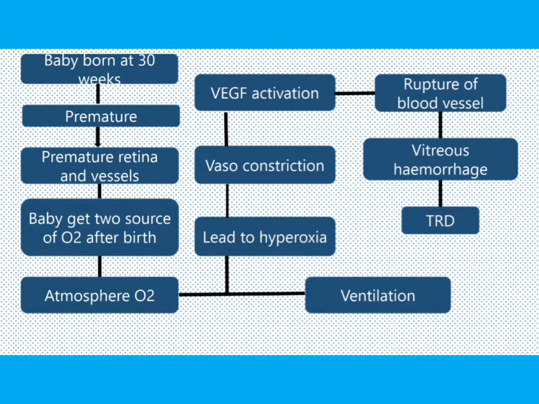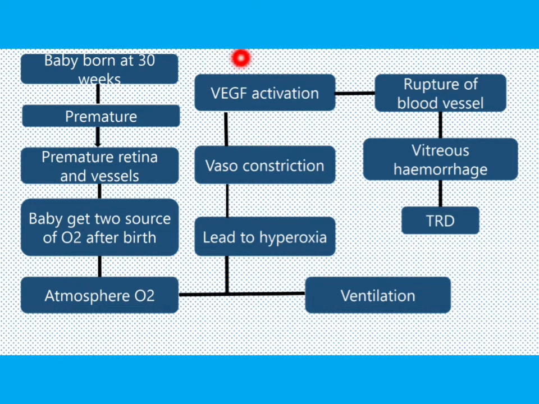That excessive oxygen is leading to vasoconstriction. Why? Because the greater amount of oxygen leads to hyperoxia in that baby, and because of that hyperoxia, there is vasoconstriction of the blood vessels. Because of that vasoconstriction, blood does not flow properly through the blood vessel. So to maintain it, abnormal blood vessels start to grow.